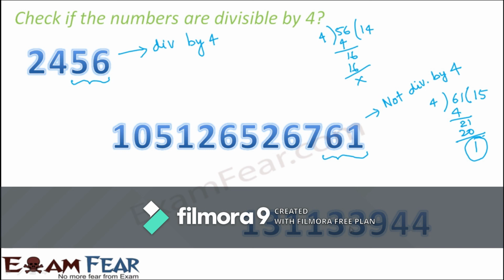Let's look at the third number. This is also like a 9-digit number. So let's focus on the last two digits, which is 44, and 44 is divisible by 4 because 44 is nothing but 4 into 11. So it is divisible by 4. Therefore, this entire number is also divisible by 4.